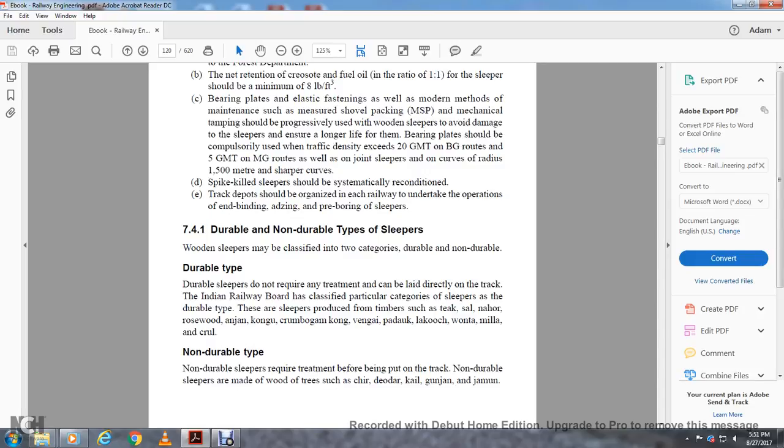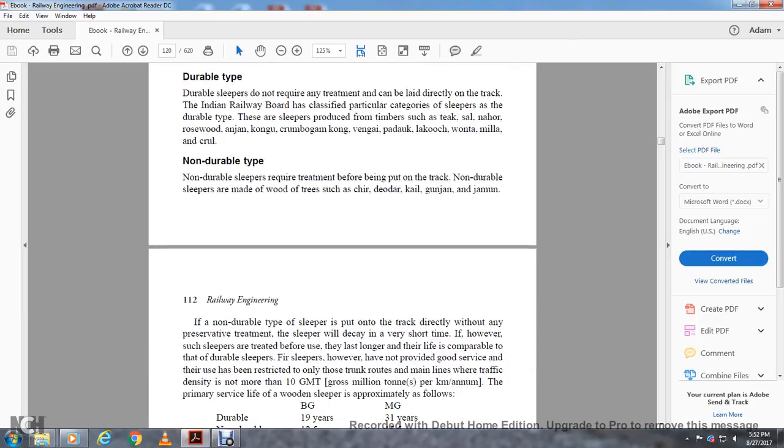The sleepers produced from timbers such as Teak, Sal, Rosewood, Angin, Congo, Crumbo, Gam, Kong, Venji, Padak, Lakab, Mwanto, Mila, and Cruel. Alright, non-durable type. For non-durable type sleepers, the requirements before putting them on the track: non-durable sleepers are made with the wood of trees such as Sal, Deodar, Chir, and Kanju, and Jamun.